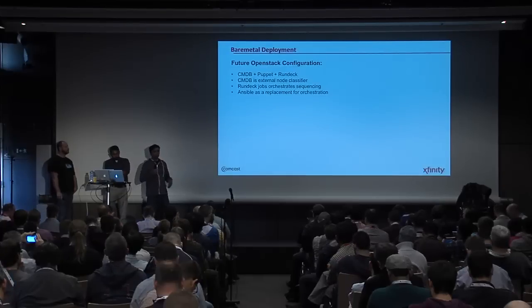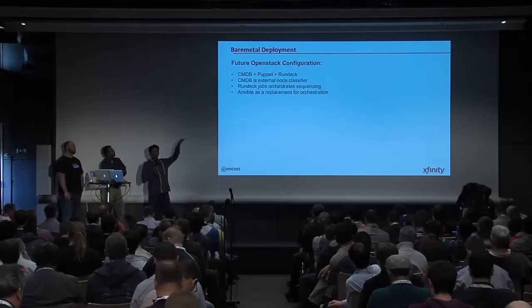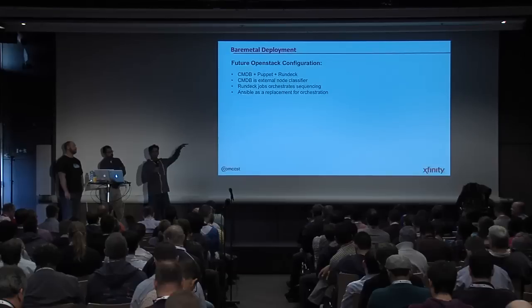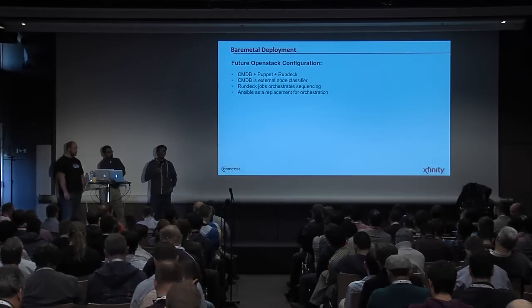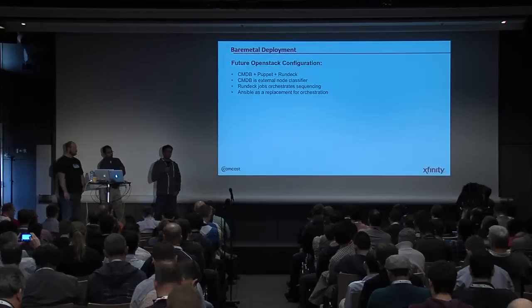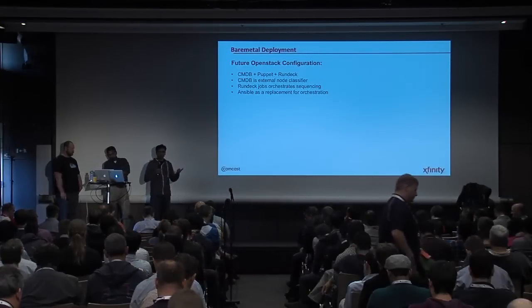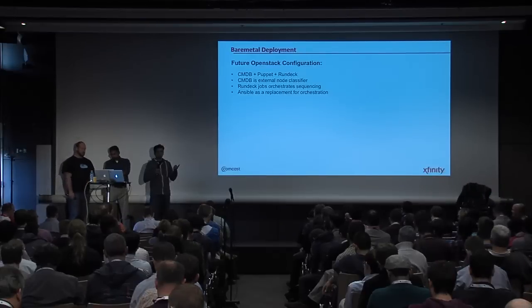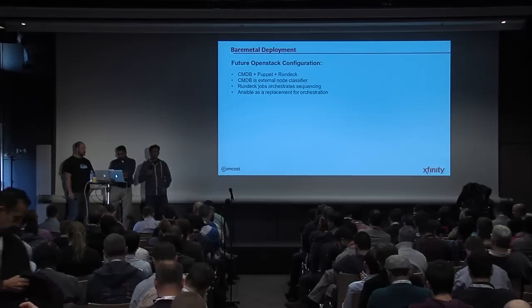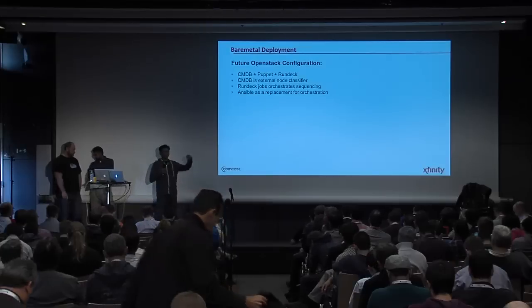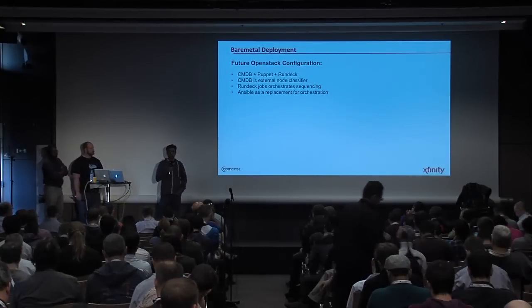The CMDB then becomes the external node classifier. We no longer use Hiera, so that manual process, where somebody had to build the data, is also gone. All of that is discovered. There's very little information that somebody would need to input into the configuration management, things like what network blocks we have for the OpenStack region, and the region name. Other than that, everything else is going to be discovered, and then our CMDB is going to tell Puppet how to configure nodes once they check in.